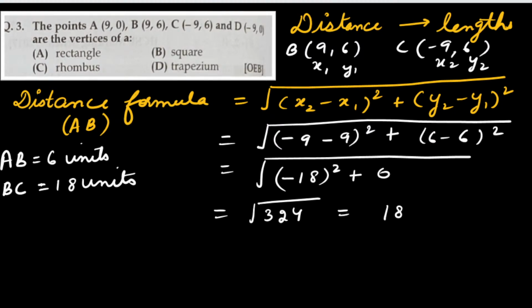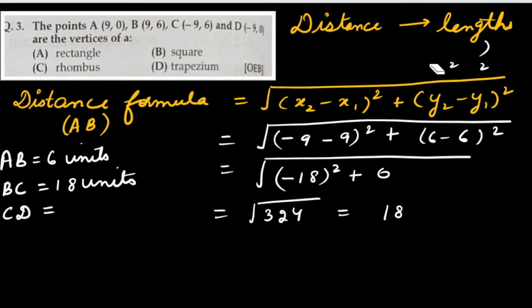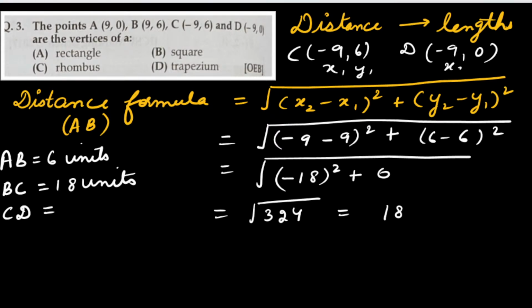Now let's find the third distance, CD. When we are finding CD, we have to consider the coordinates of points C and D. C is the coordinate (-9, 6) and D is the coordinate (-9, 0). I am using C as (x1, y1) and D as (x2, y2).